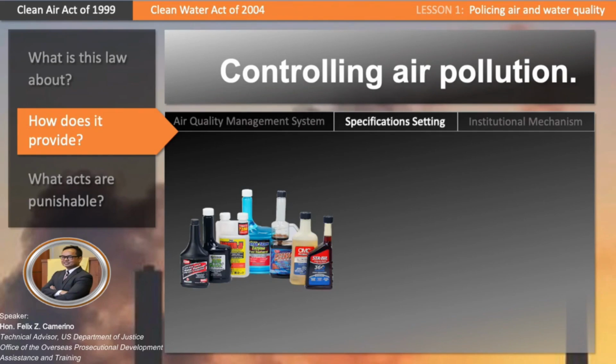And as we know, many of these additives, you see this picture up on the screen, are different products that are supposed to improve the performance of your car, and so on and so forth.